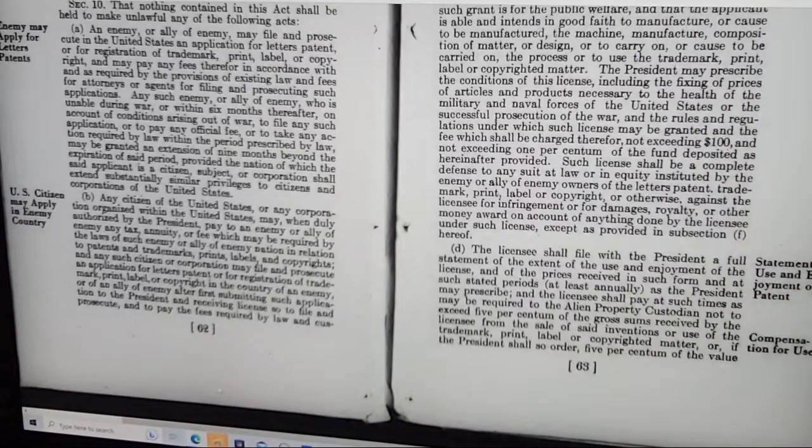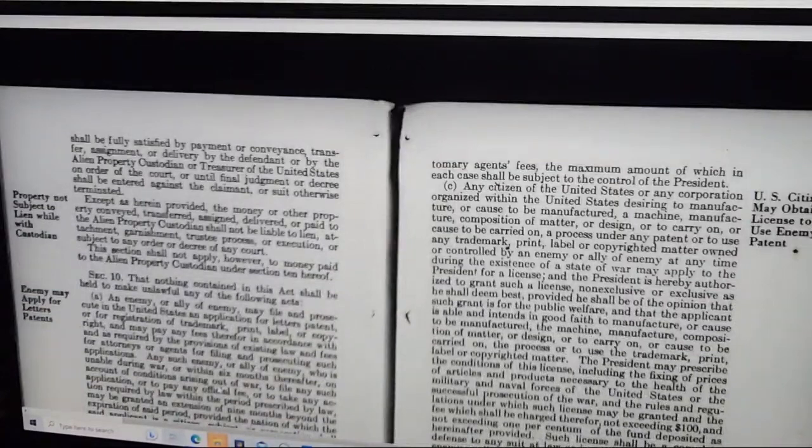registration of trademarks, print, label, or copyright in the country of an enemy or ally of an enemy after first submitting such application to the President and receiving license so to file and prosecute and to pay the fees required by law and customary agents' fees, the maximum amount of which in each case shall be subject to the control of the President. U.S. citizens may obtain license to use enemy patent.